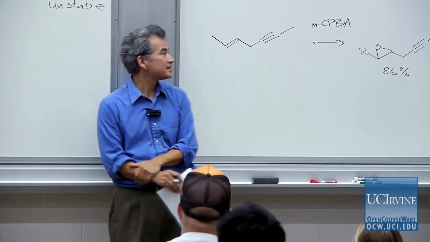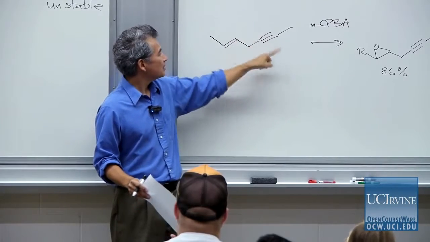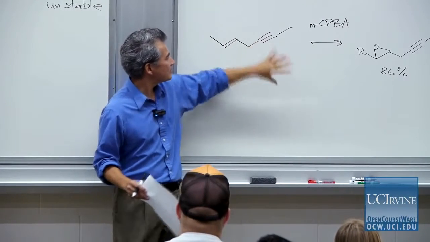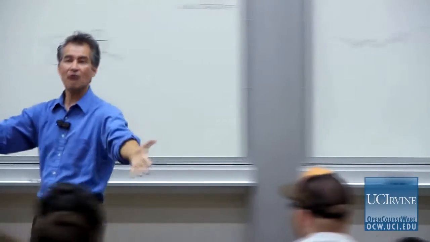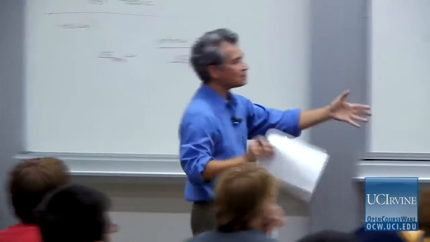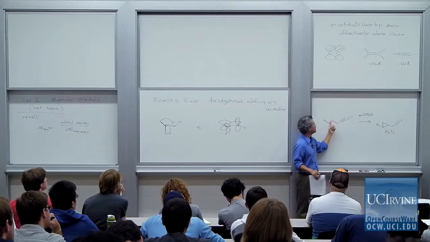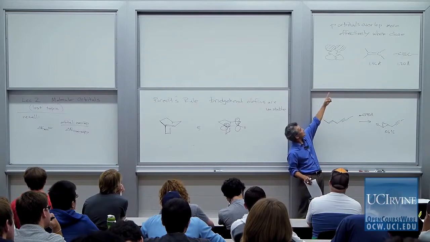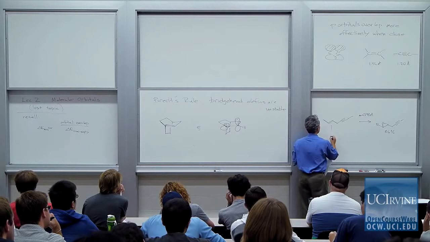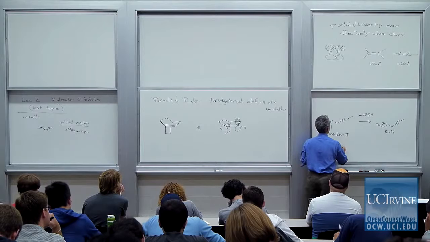You can't argue that it's easier to approach just one or two faces here, because the electron density in the alkyne is symmetrical all around. You can approach the alkyne from any orientation you want. There's no possible rationale for why this is the more nucleophilic of these two double bonds, except the fact that this bond is weaker and more energetic.